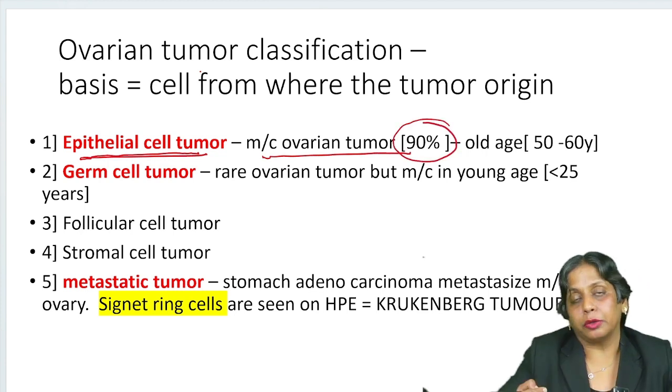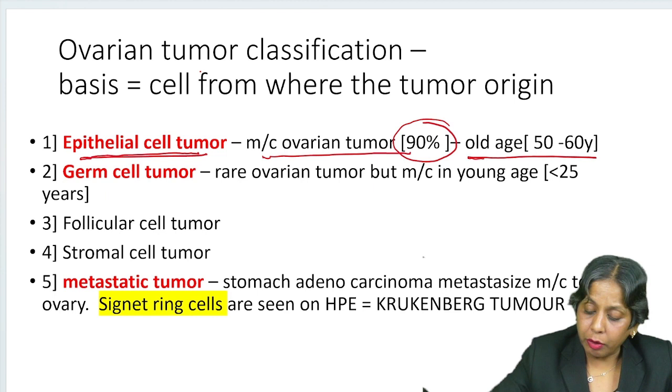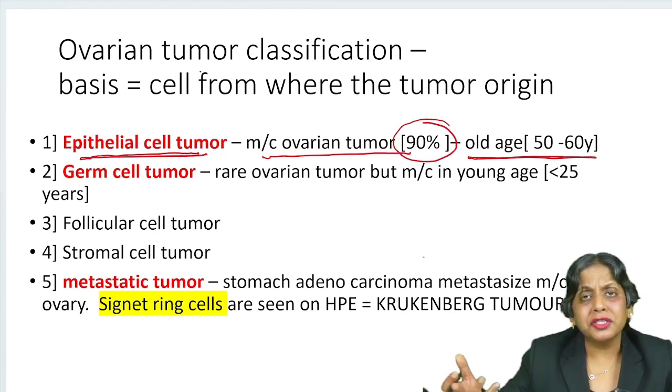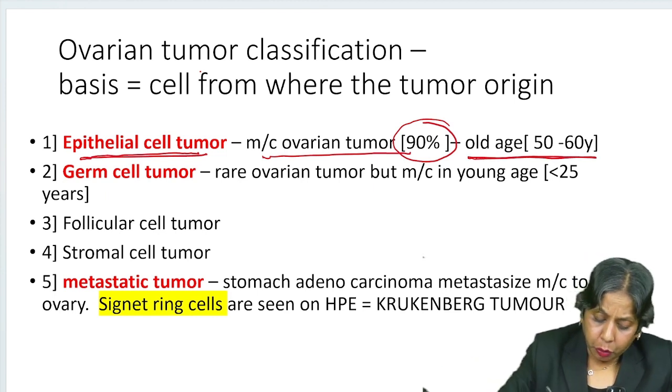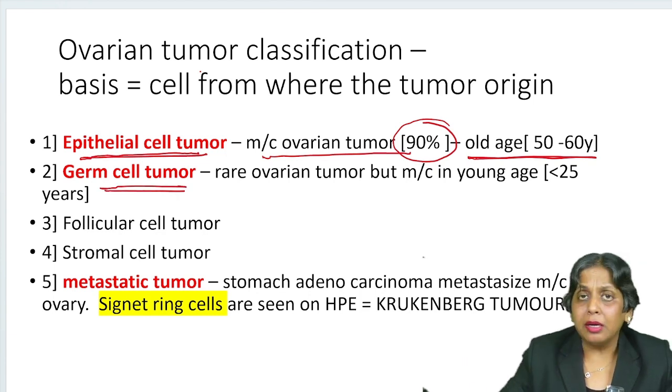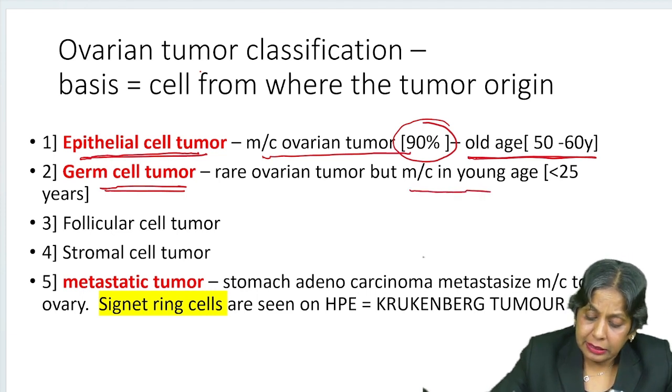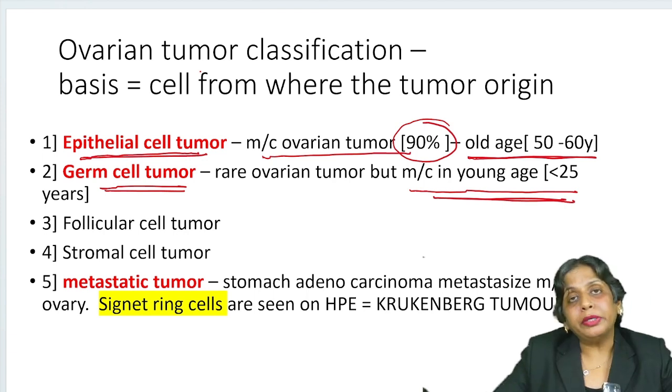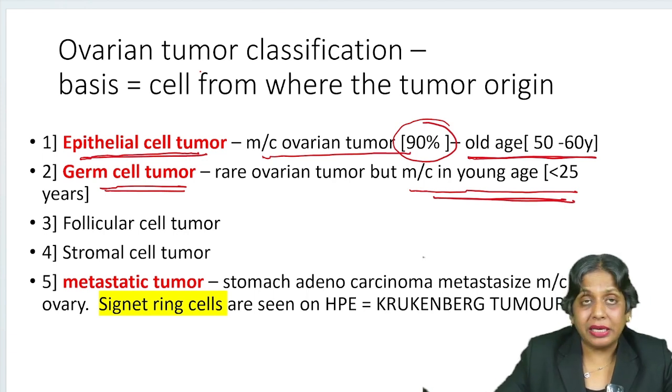But these tumors are usually found in old age. Number 2 is the germ cell tumor. Germ cell tumors are rare ovarian tumors, since epithelial ovarian tumors are 90% of all ovarian tumors. Germ cell tumors originate from the germ cell or the ovum, and these are the most common tumors in young age, that is 25 years.